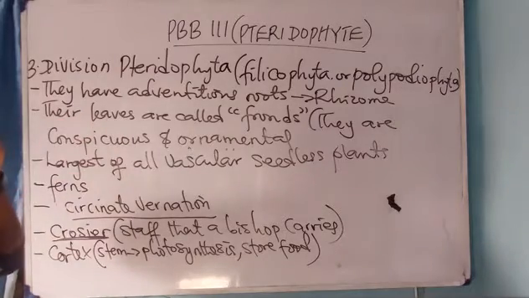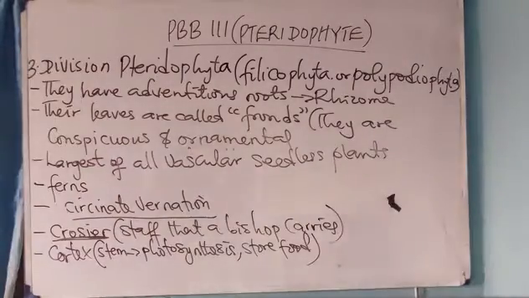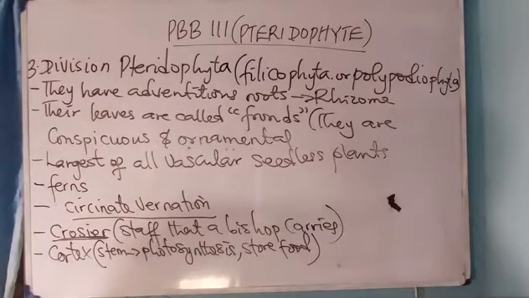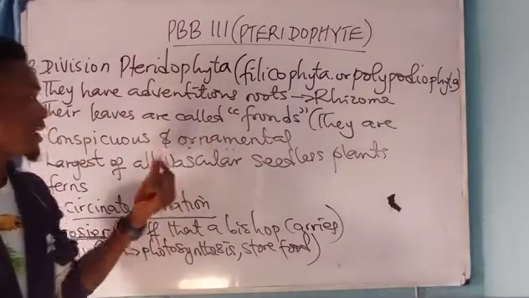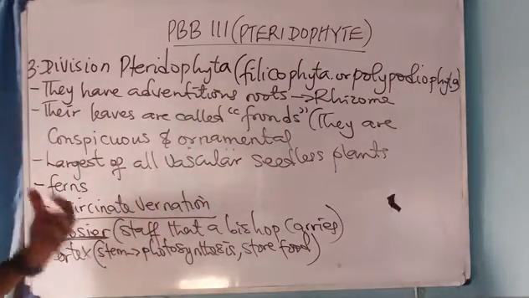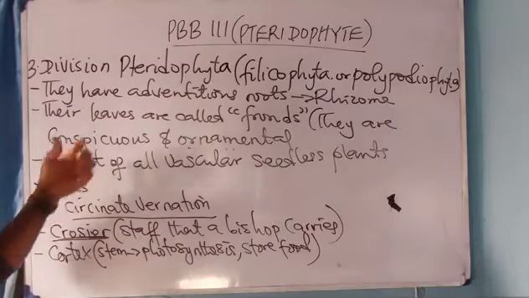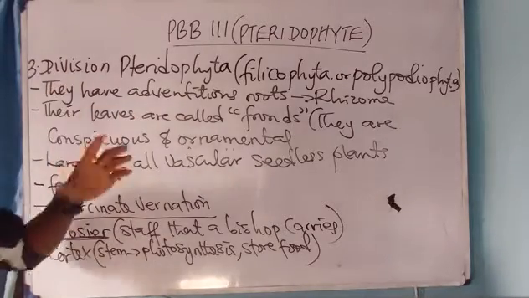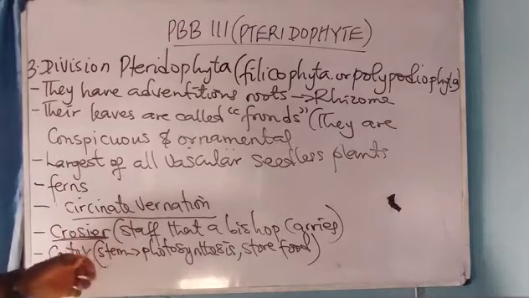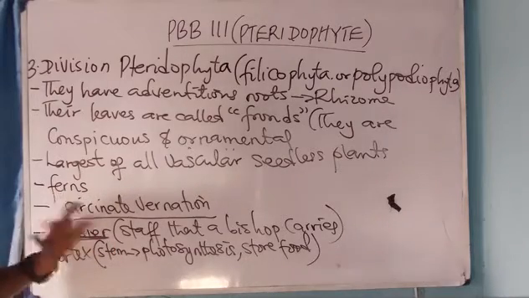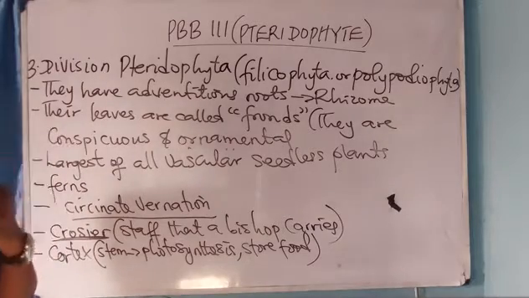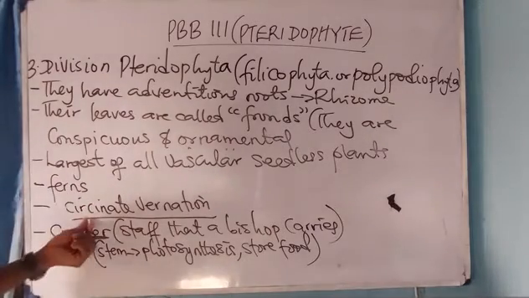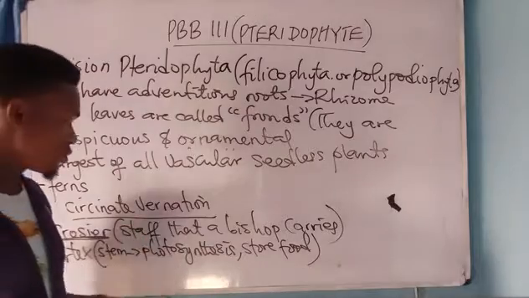Now let us look at the mode of reproduction. Please, the leaves of pteridophytes are called fronds and they are used as ornaments, and they are highly conspicuous and attractive. This group contains the largest of all the vascular seedless plants, and these are the ferns. Now, when the lower leaves grow faster than the upper leaves, such growth is called what? Circinate venation. Circinate venation.